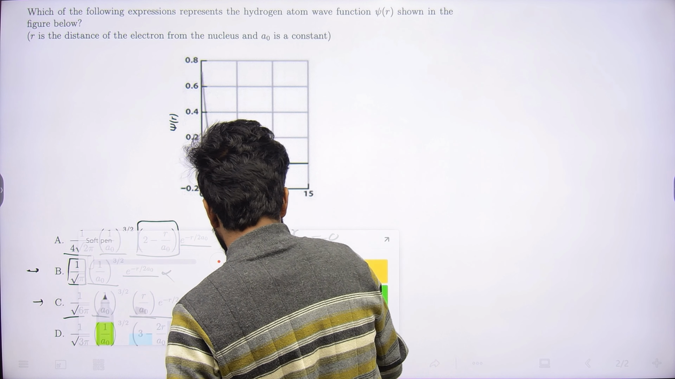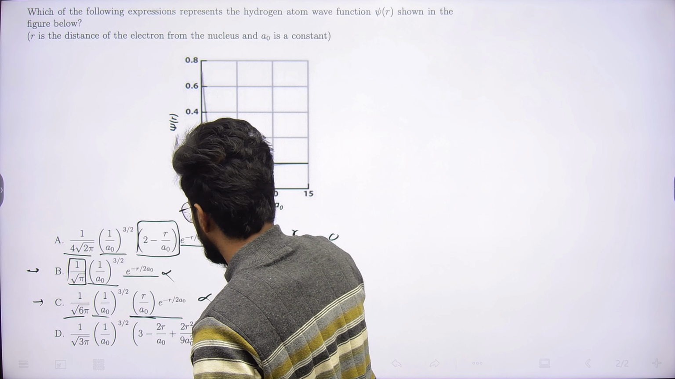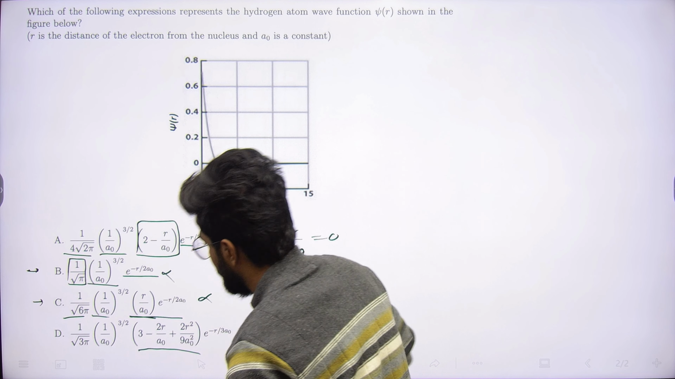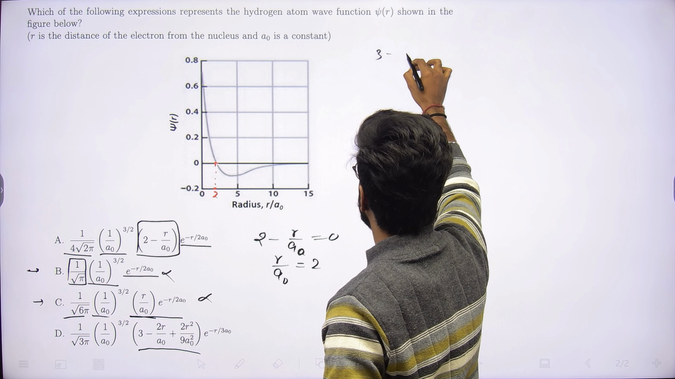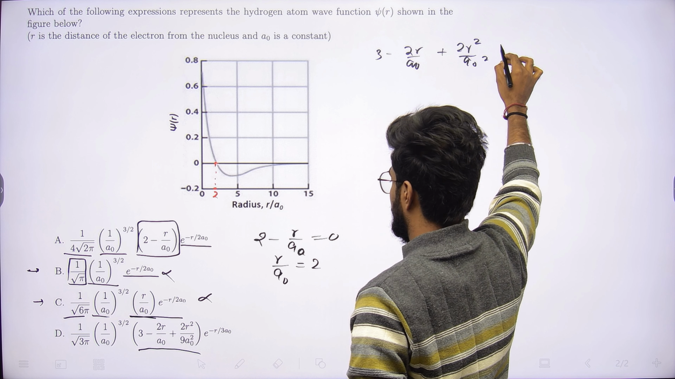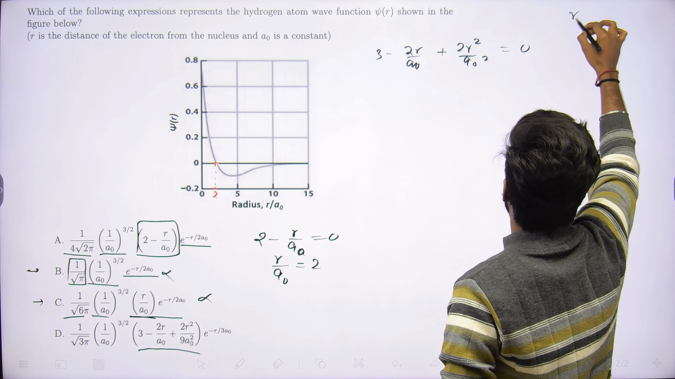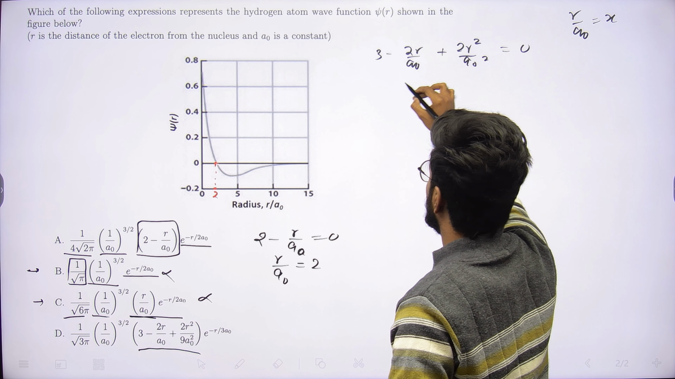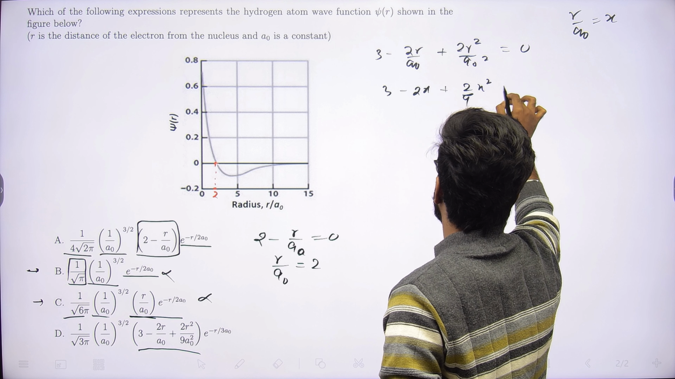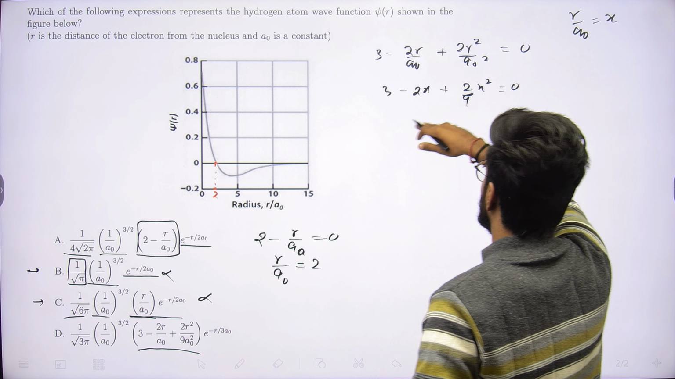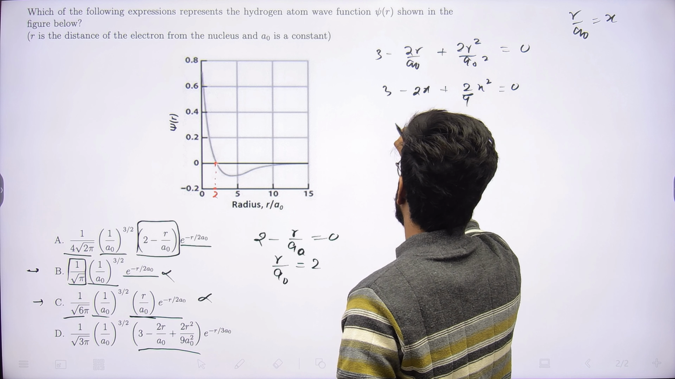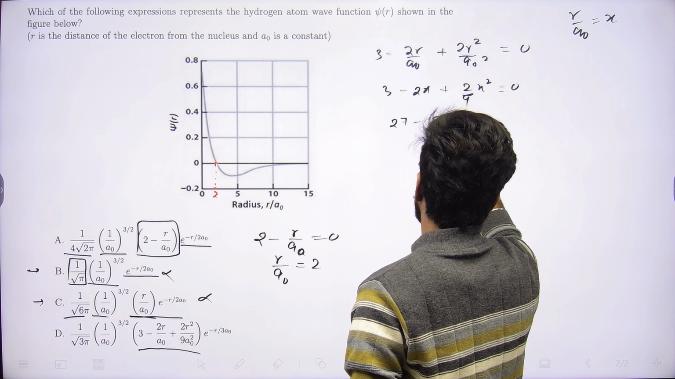Now before jumping to the answer, or just clicking the MCQ, have a look at D. D also can have this factor equal to 0. If we try to solve it, 3 minus 2r by a naught plus 2r square by a naught square equals to 0. Just consider r by a naught as x, it will simplify your equation: 3 minus 2x plus 2 by 9 x square equals 0. Take the LCM, put the 9 on the right hand side, so it will be 27 minus 18x plus 2x square.